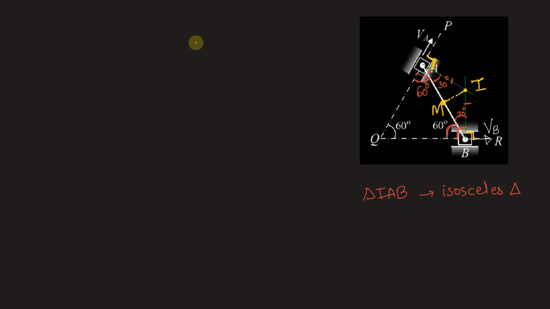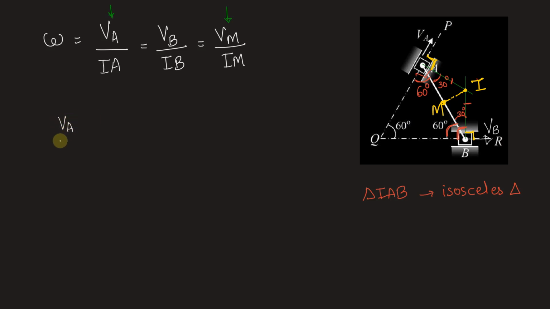Now we know that the angular velocity of the rod, let that be omega, is equal to the absolute velocity of point A, VA, divided by the distance between A and the instantaneous center, that is IA. It will also be equal to the velocity of point B divided by IB, and of course it will also be equal to the velocity of point M divided by IM. It's true for all the points on the rod. Now we are interested in this and this ratio, so let's write it separately. VA by IA is equal to VM by IM.